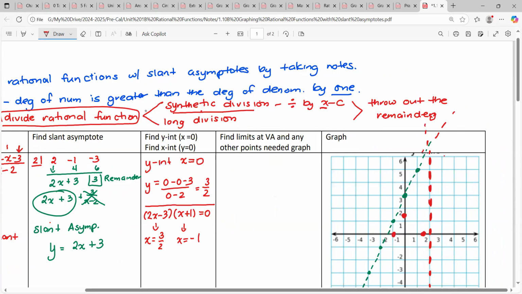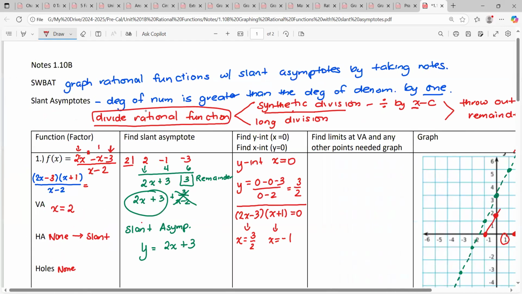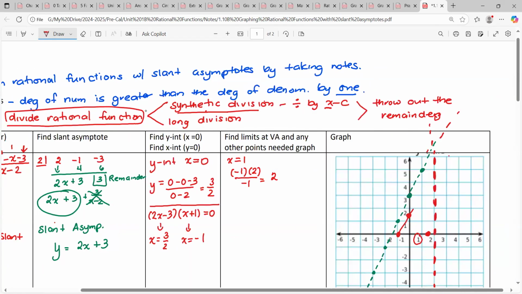Sometimes I like to find an easy point to plug in, because I know it's like this, but I don't really know where it's turning. I like plugging in a point, so I'm just going to plug in 1 into the equation. And 1 isn't too hard to do. Let's do x equals 1. What do we get? 2 times 1 is 2 minus 3 is -1. If I plug in 1 here, that's 2, right? And if I plug in 1 on the bottom, it's -1. So what do we get? 2. So I have another point, (1, 2).